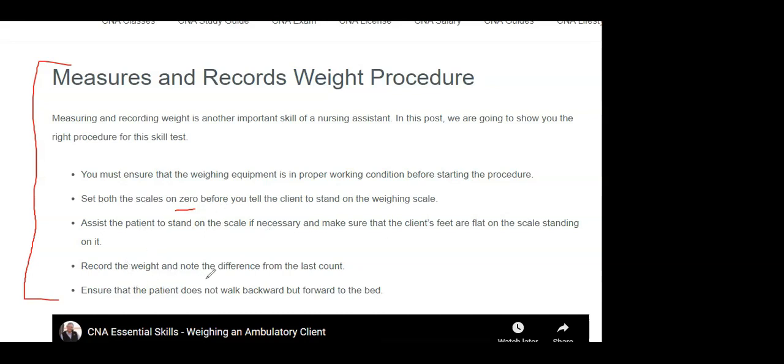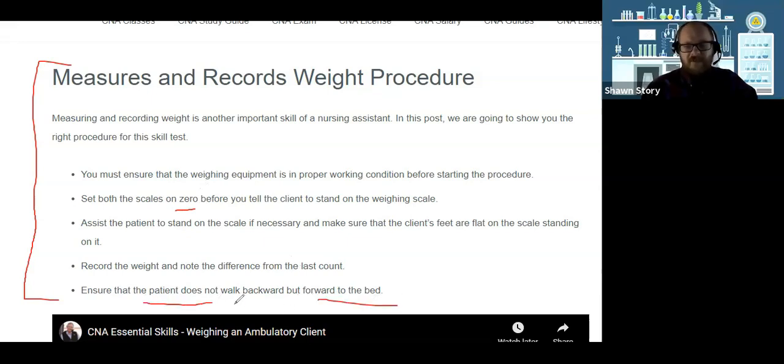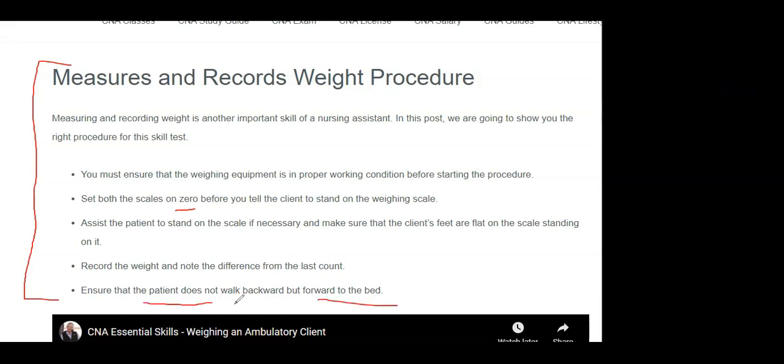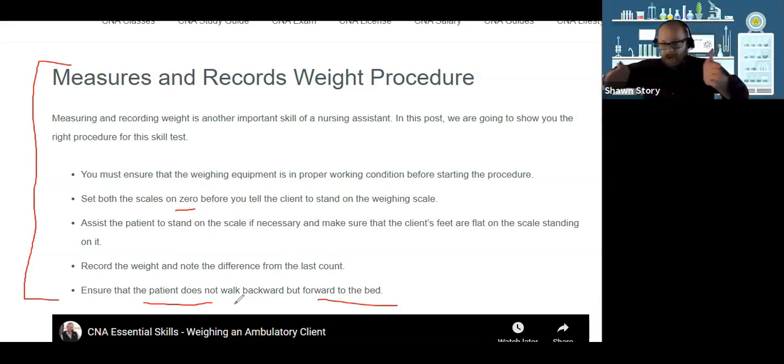Record the weight and note the difference from the last count. Ensure that the patient does not walk backwards, but forward to the bed. Yeah. And with this one, because often the scales are facing the wall, what she does in the video here is have her side step off of the scale and not step backwards, right?